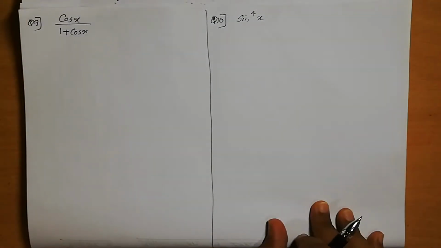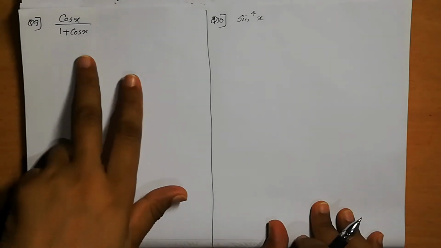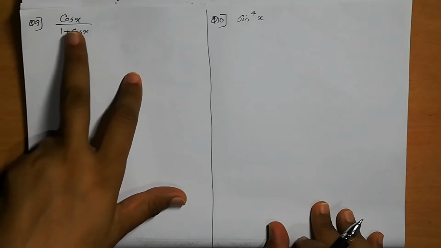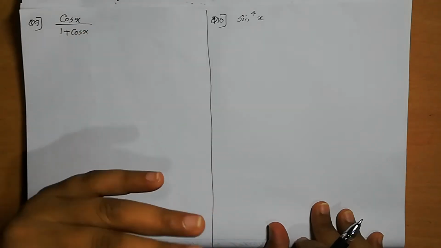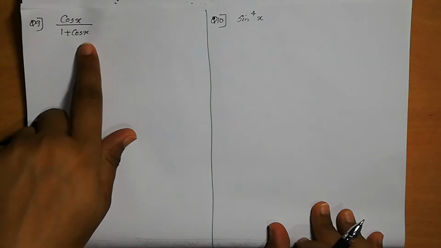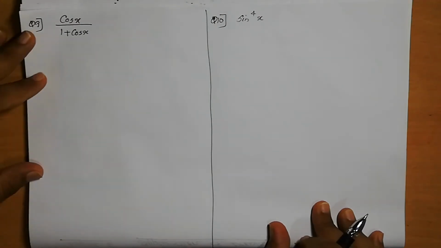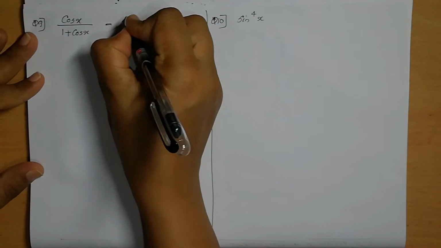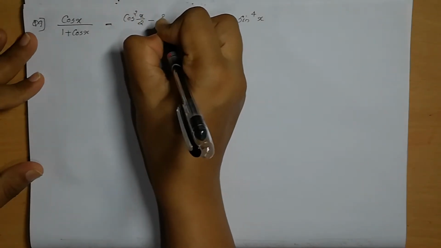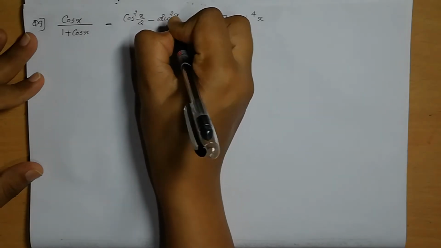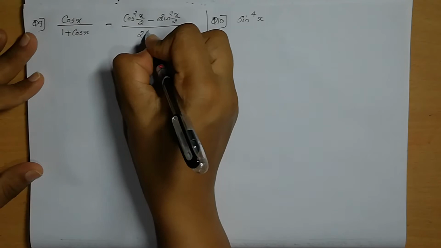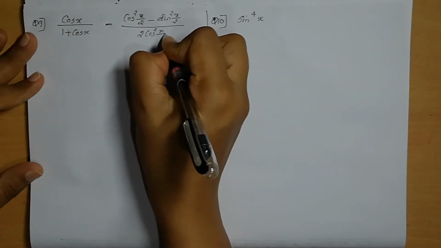Question number 9. Integrate cos x by 1 plus cos x. So 1 plus cos x we can write as 2 cos square x by 2. The numerator also we need to write in terms of x by 2. That means cos x we can write as cos square x by 2 minus sin square x by 2. So this we can write as cos square x by 2 minus sin square x by 2 by 2 cos square x by 2.